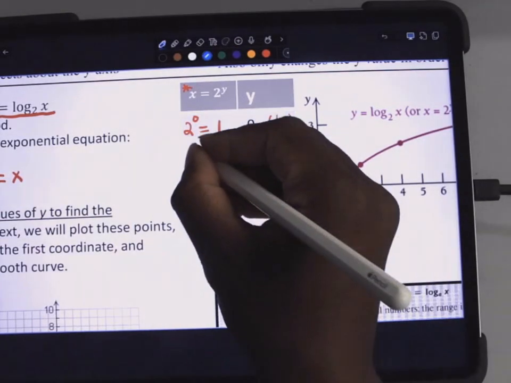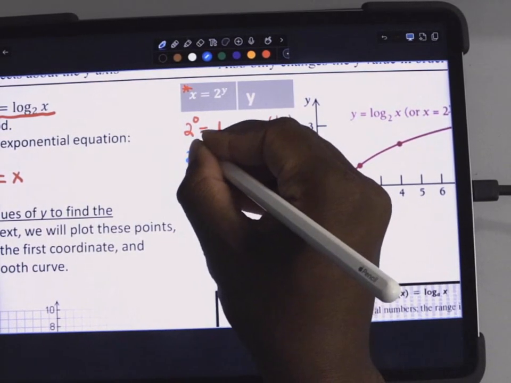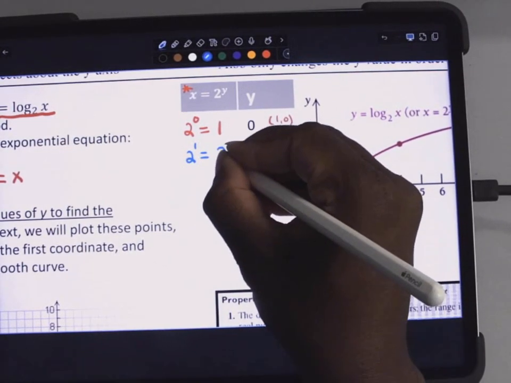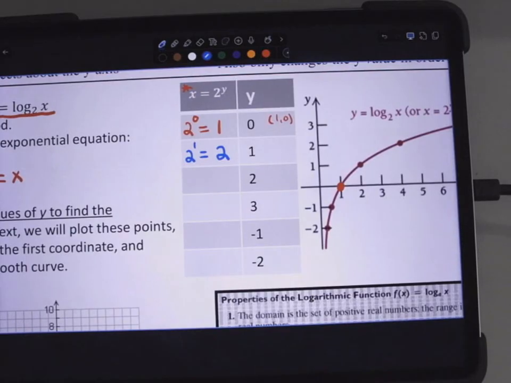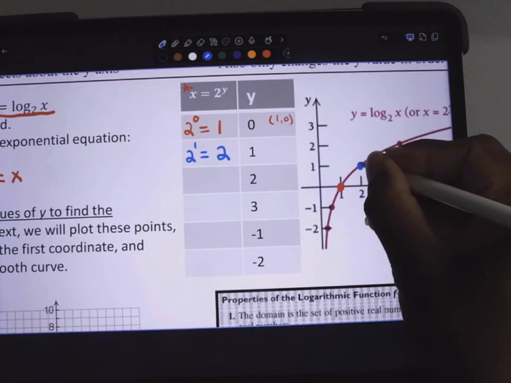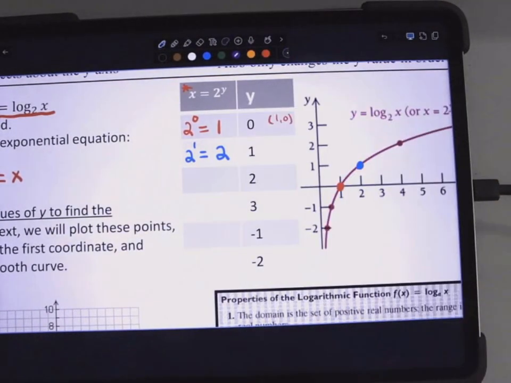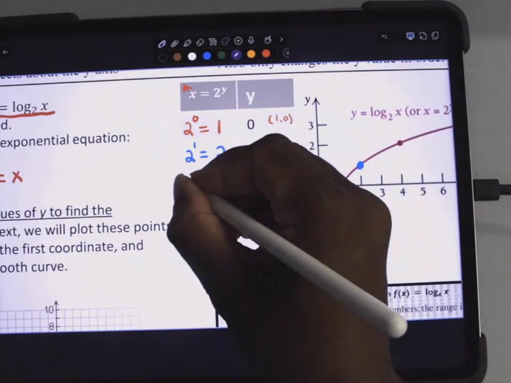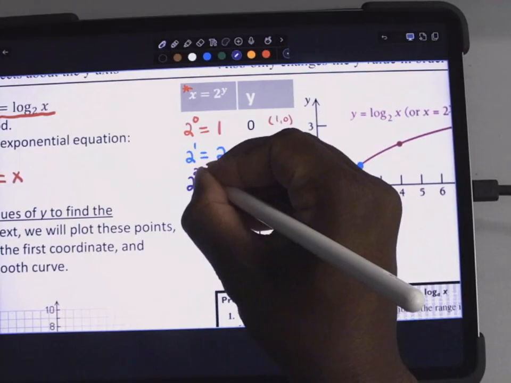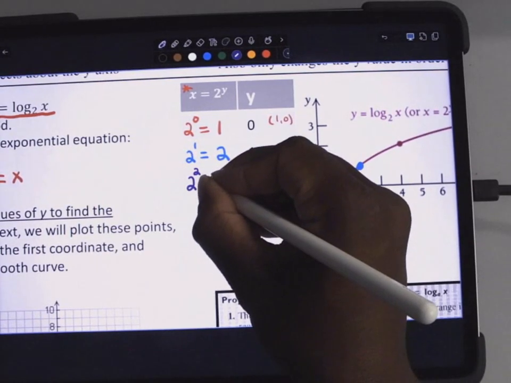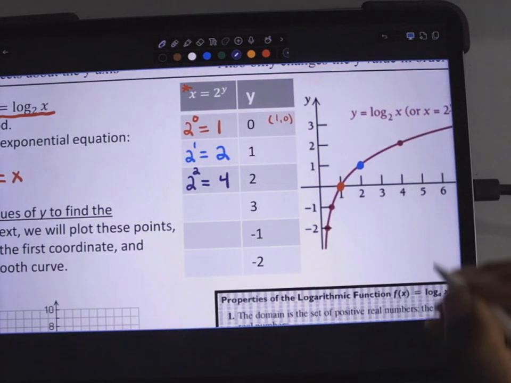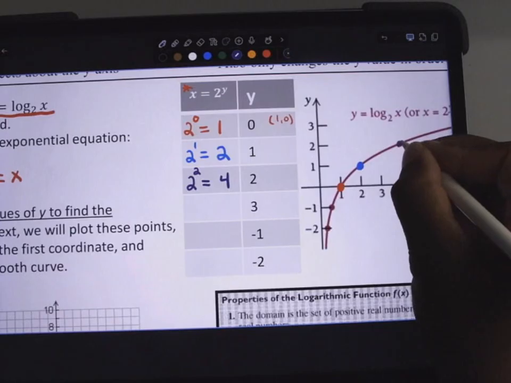Let's see what happens when y is 1. When y is 1, we get 2 to the first power. Any number to the first power is just itself, so our answer comes out to be 2. When x is 2, y is 1. That takes us to this point. Stop me if we're trying to figure something out. We'll go to the next one. 2 to the second power, y is 2. What is 2 to the second power? 4. Good job. So when x is 4, y is 2.